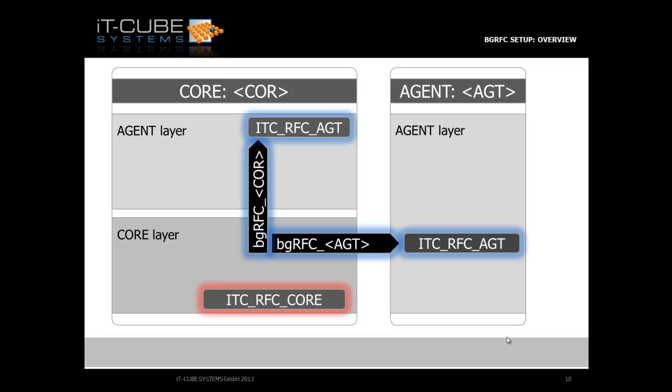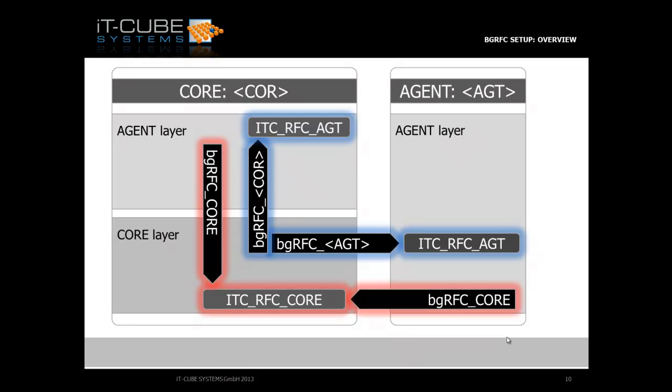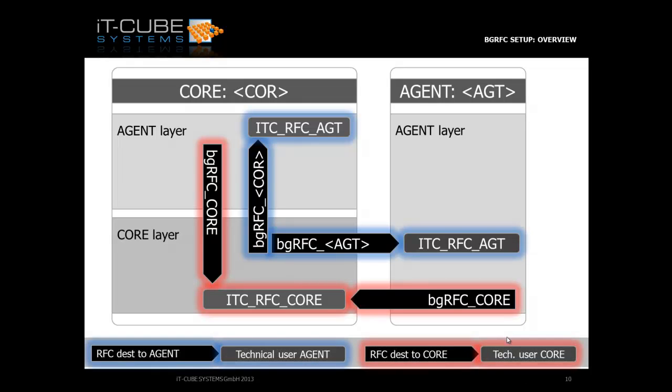The core system provides a loopback destination from core to the agent layer as well as a destination to each agent system. The agent layer of the core system as well as all agent systems need a background RFC destination back to the core system. These destinations address either the core or the agent layer, and the appropriate technical user needs to be used within.